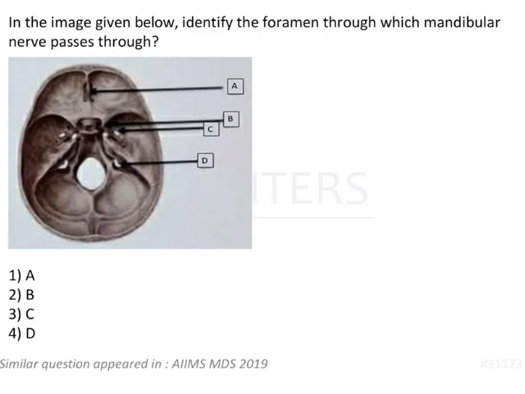In the image given below, identify the foramen through which the mandibular nerve passes. So basically we'll have to find out the foramen through which the mandibular nerve passes, and we know that there is a foramen called foramen ovale, and we have a mnemonic for the passing structures from this, that is MALE.